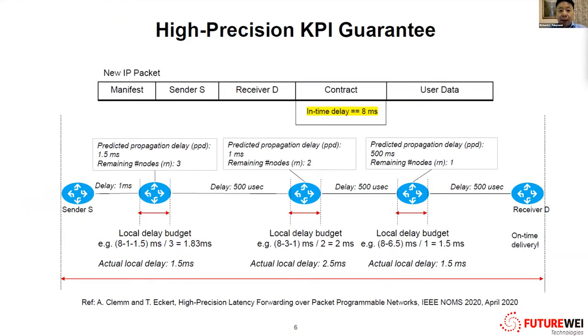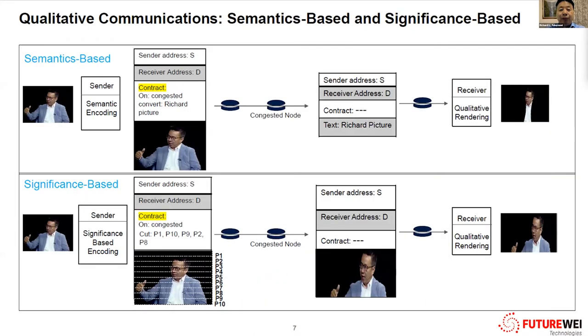High precision KPI guarantee is an essential feature and capability to connect industrial networks to the internet. It's also used in remote driving, cloud driving, tele-driving, tele-taxiing. The KPI value is carried as metadata in the contract field. Each router uses this value and other routing information to send the packet to the next hop. Next slide, please.